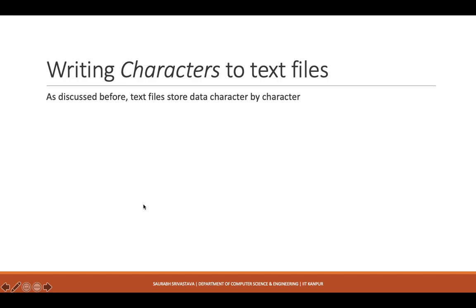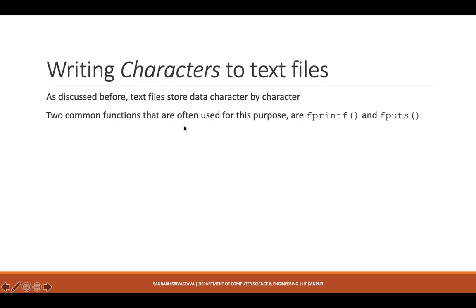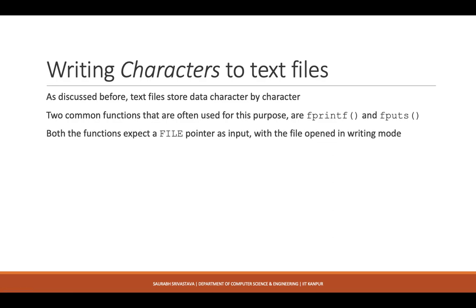Now, the first use case is where you're trying to write some characters to a text file. Remember that text files store data character by character. Two common functions used for this purpose are fprintf and fputs. You can see that there is an f in front of printf, so this is not printf but fprintf. Similarly, you might have used puts, but here I have an f as a prefix to puts. Both functions expect that file pointer as input. Whatever file pointer you created with the help of the fopen function must be passed to these functions.